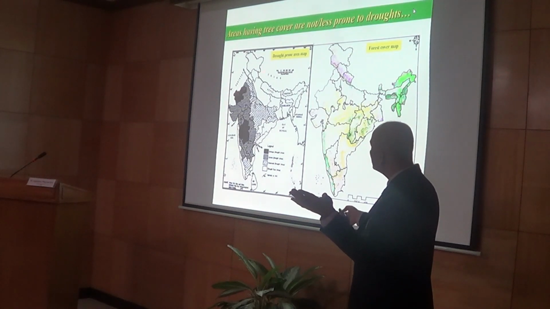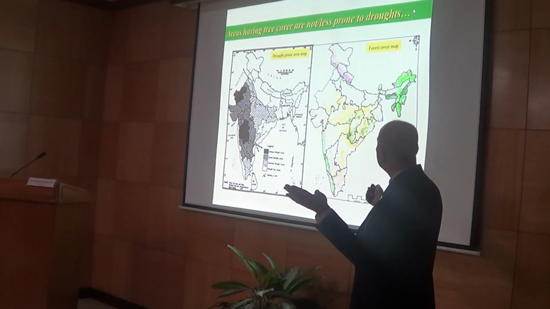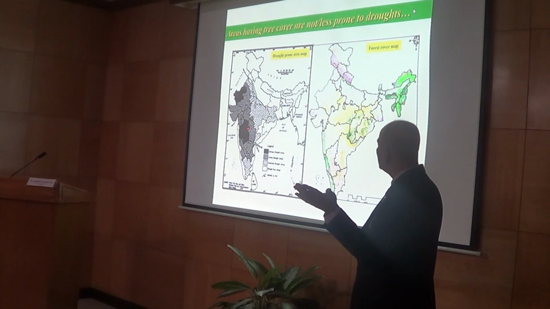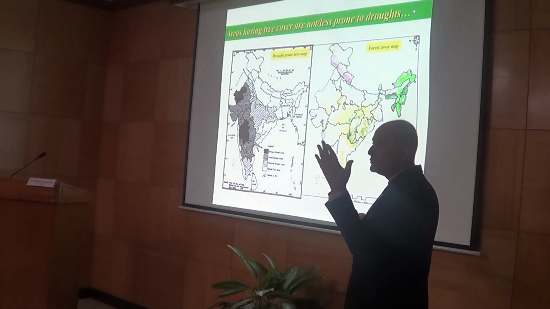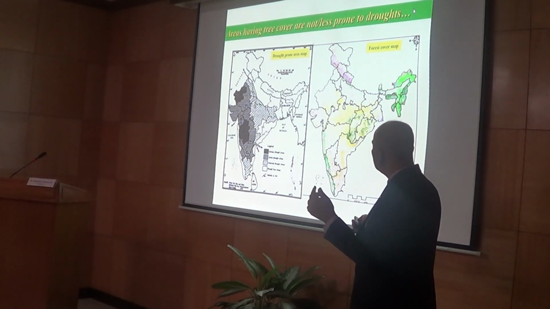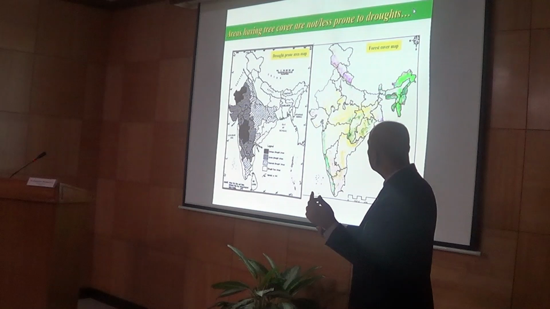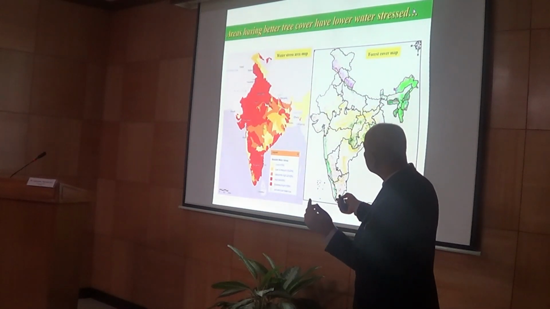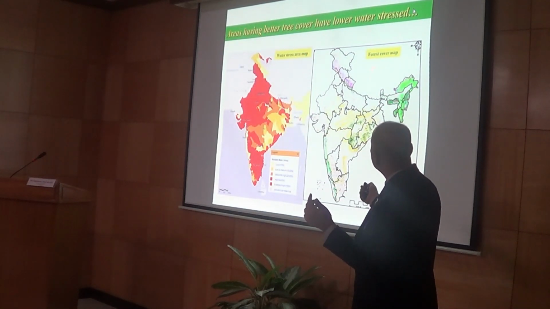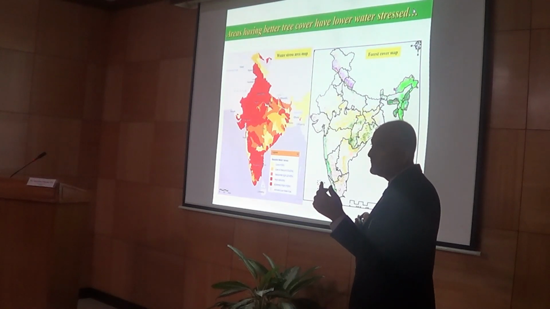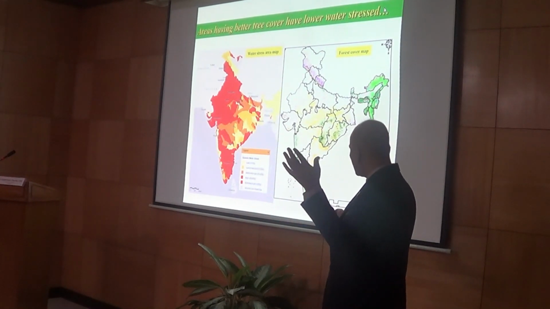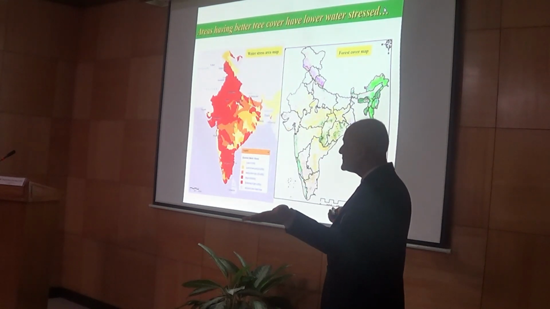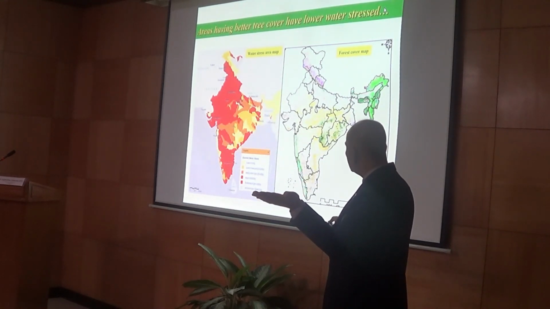Then the similar maps, drought-prone areas and the forests that you have in the country, are available for comparison here. And we find that the two relate at the global level and in this case the national level. This is water stress areas in the country versus the forest cover map, and you find that where forests are there, those areas are either not water stressed or have very little water stress.